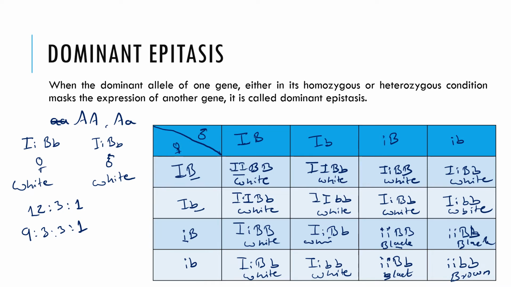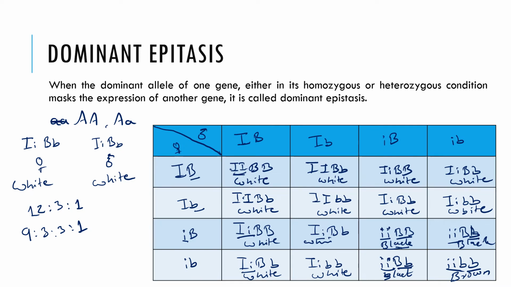It also applies in the dominant state, whether it is homozygous or heterozygous. If it is homozygous, it is going to mask the expression of another gene, and in the heterozygous condition, it is also masking the expression of another gene. In absence of a dominant allele, another gene expresses itself. So that is dominant epistasis, where one gene, whether in homozygous or heterozygous condition, masks the action of another gene.